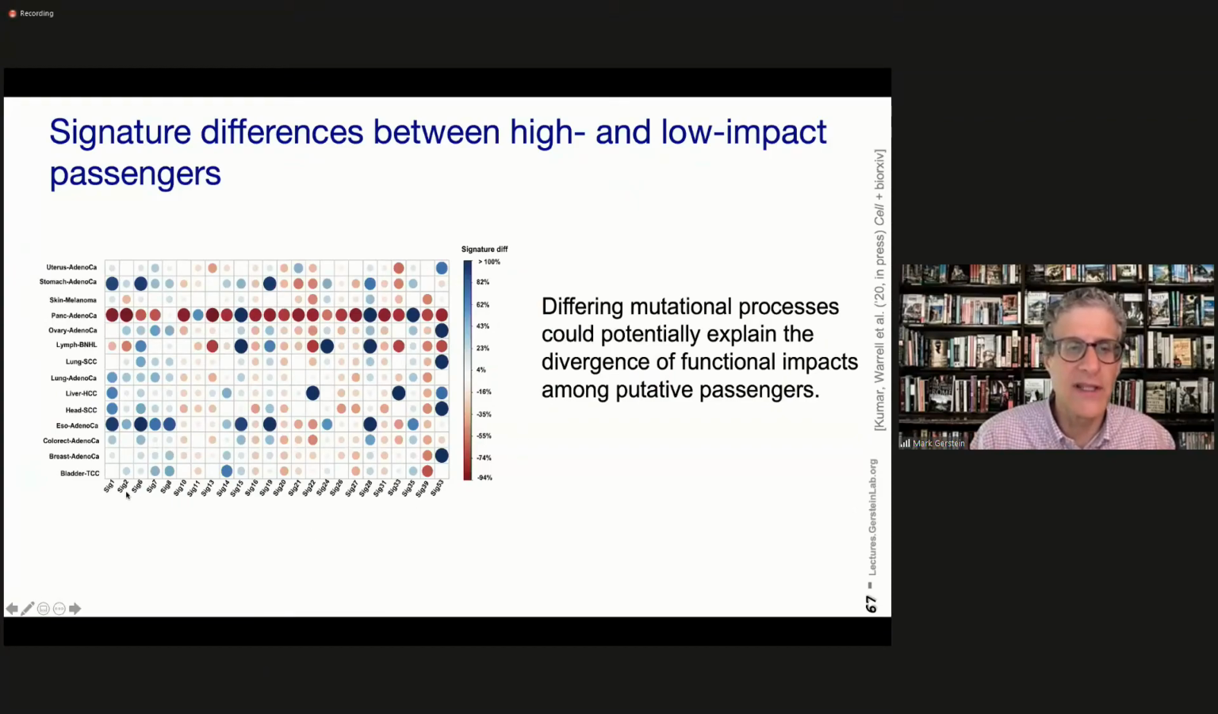And here is a similar picture, but now I've shown it in terms of signatures. So here are all the different signatures, and here are all the different cancers. You can see that some of the signatures are obviously present differentially in some of the cancers, and they have a differential impact on the high and low impact mutations. Very, very different in the different cancers.